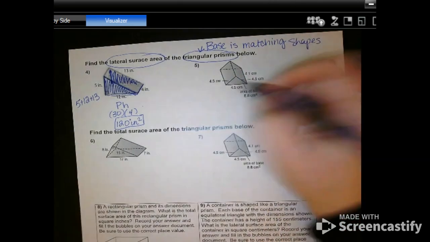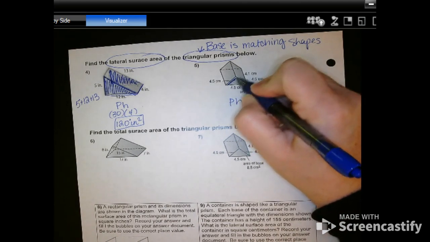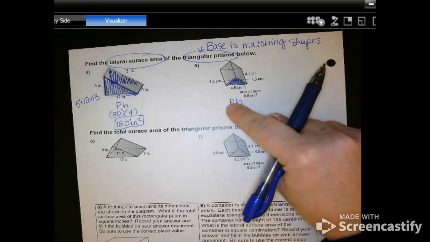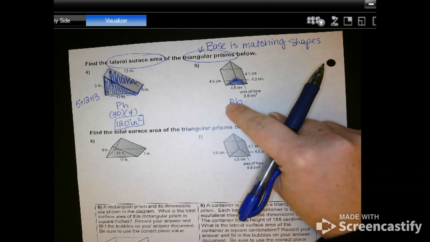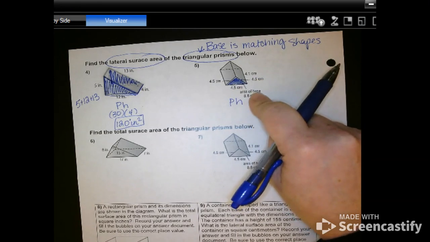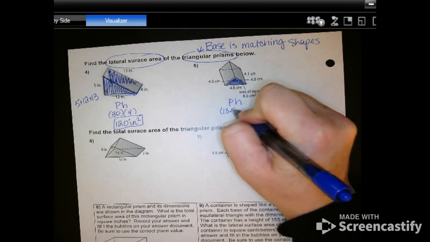Okay, I am still finding the perimeter and the height because I'm finding the lateral surface area. What is my base? 4.5. Okay, so this triangle is my base. So the perimeter, what would I do to find the perimeter? 4.5 plus 4.5, I add that 3 times. Is that the same thing as doing 4.5 times 3 in my calculator? Yes. So what is 4.5 times 3? 13.5.